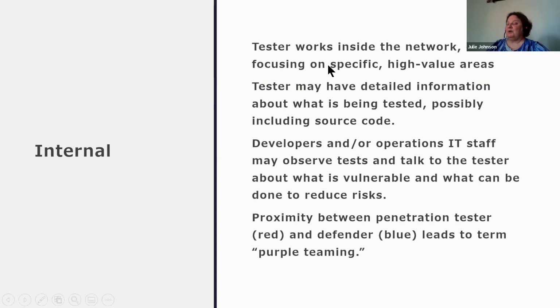Internal tests work entirely inside the network, often focusing on specific high-value areas or types of technology that are defined in scope. In some cases, the developers or operations IT staff may observe the test, talk to the tester about what is vulnerable and how the actual hack operates. When this is done, the proximity between the penetration tester, sometimes called the red team, and the defender, sometimes called the blue team, leads to a term a lot of people have heard, and that's purple teaming.